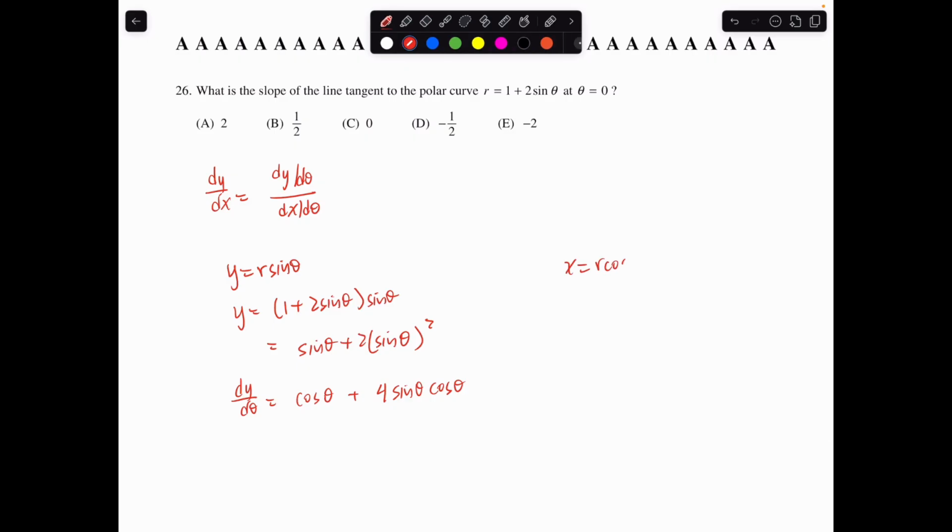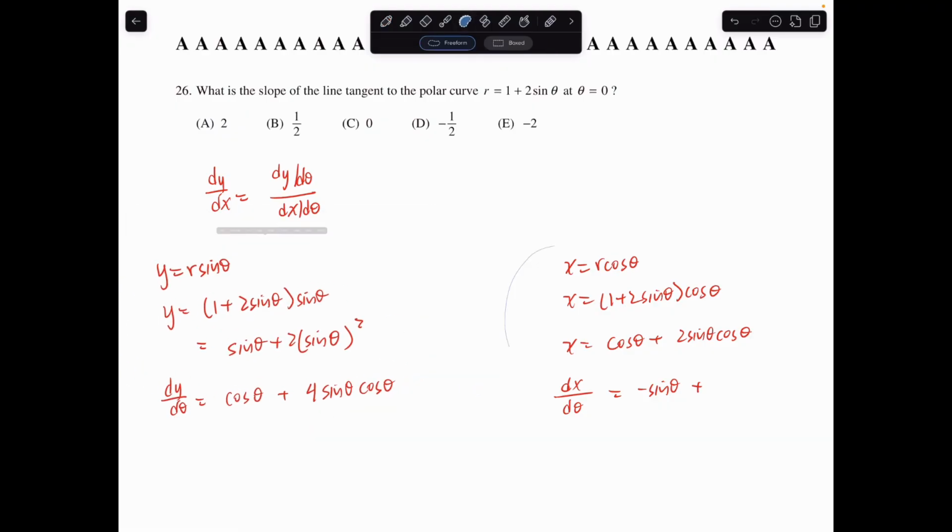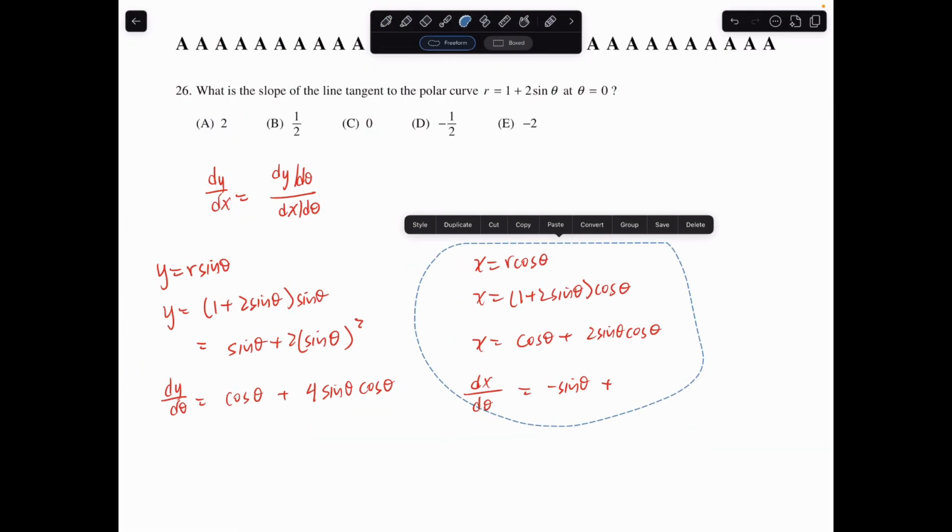X is equal to r cosine theta. So x is equal to r, which is 1 plus 2 sine theta, times cosine theta. So x is equal to cosine theta plus 2 sine theta cosine theta. And if I want to find dx d theta, that's going to equal negative sine theta, and then plus, now I have to do the product rule, which is the annoying part here. I hate solving for these types of questions. I hate it with a genuine passion.